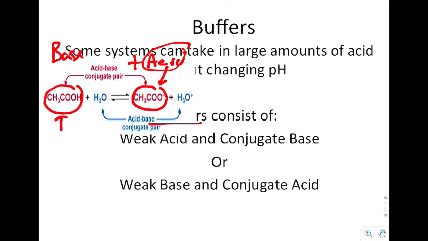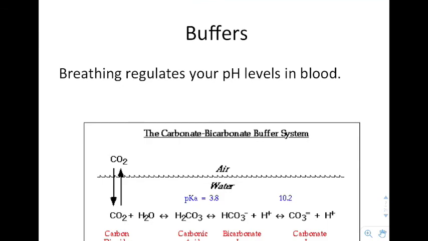Likewise, on the other side, if you add a base to a weak acid, remember the weak acid isn't disassociated completely, so the pH is not very low. It's really high. So because of that, whenever you add the base to it, it's not going to change the pH that much either. So whenever you have a weak acid and its conjugate base, or a weak base and its conjugate acid, you can create what we call a buffer system.